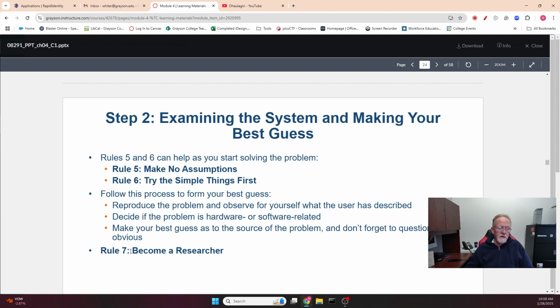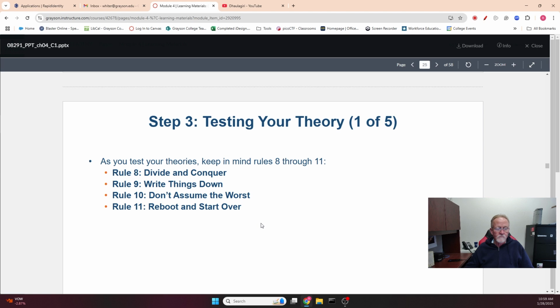Become a researcher. Get online. Go to the forums. Go to the manufacturer's websites. Become a researcher. As you test your theory, rules 8 through 11 apply.